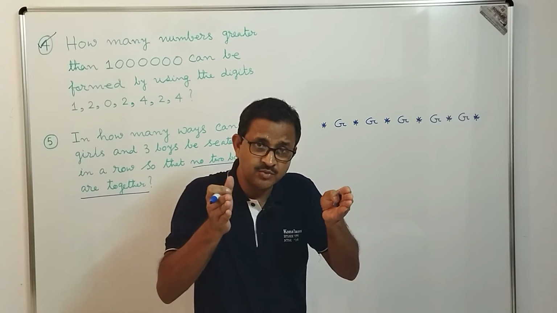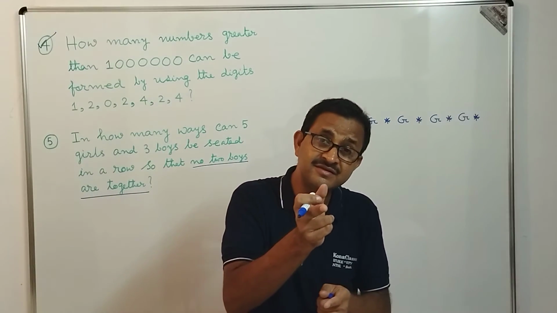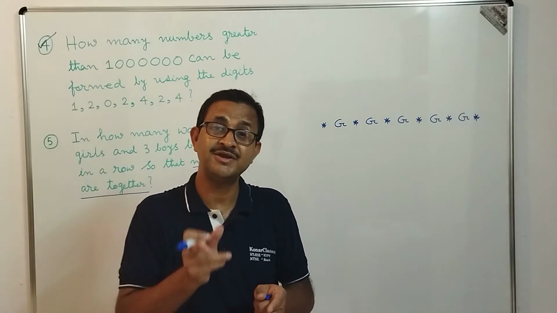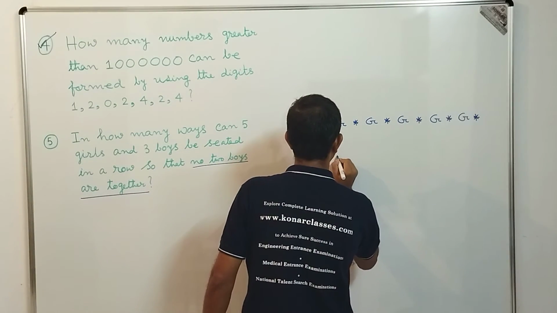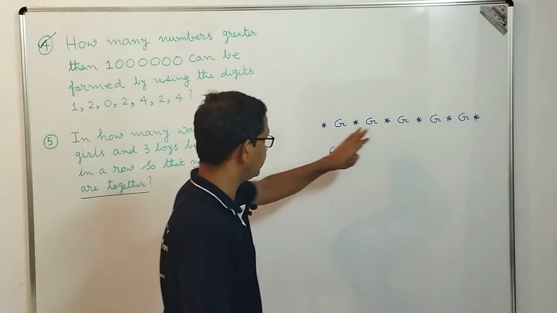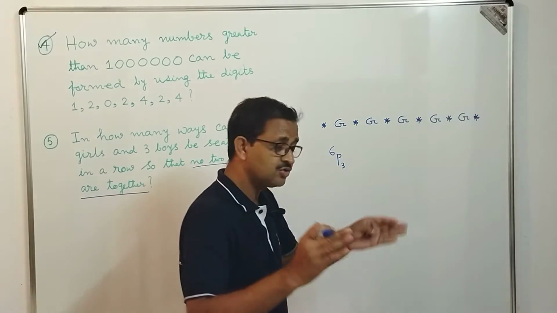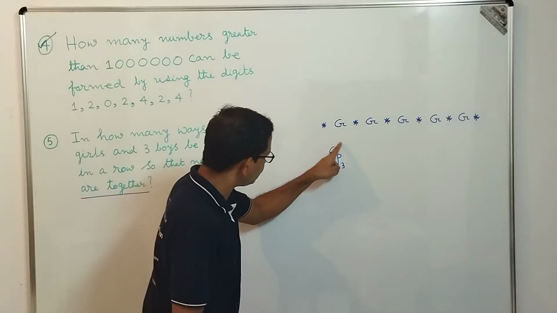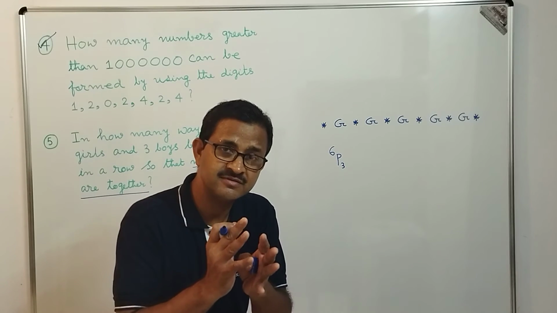Out of those 6 positions, we need to fill how many boys? 3 boys. That means out of 6 distinct objects, we need to take 3 objects. In how many ways can we make the arrangement? 6p3. So 6p3 is the number of possible arrangements of the boys among these 5 girls, so that no 2 boys are together. That is done.